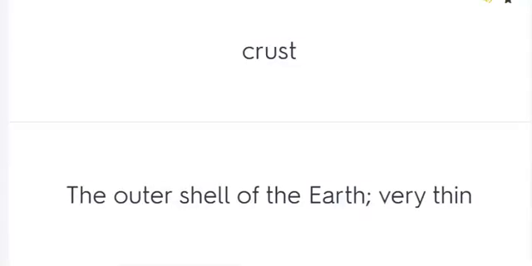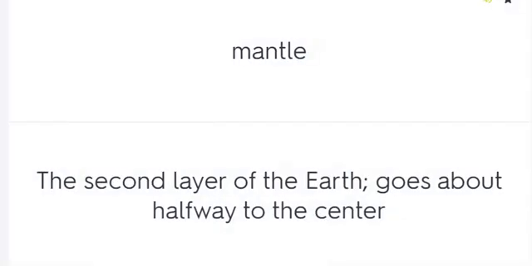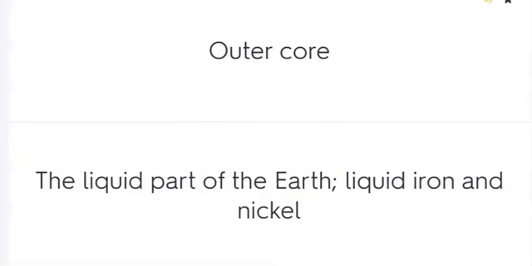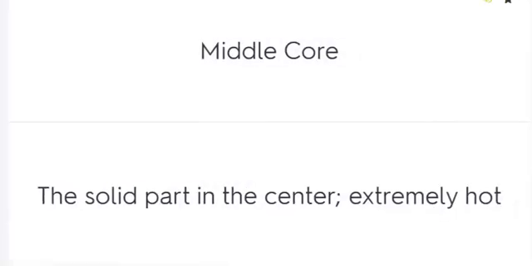Crust. The outer shell of the Earth, very thin. Mantle. The second layer of the Earth, goes about halfway to the center. Outer core. The liquid part of the Earth, liquid iron and nickel. Middle core. The solid part in the center, extremely hot.